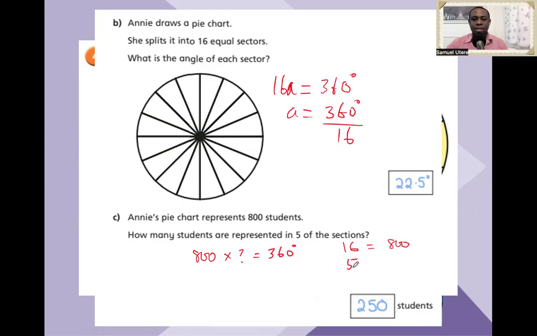16. 5 of the sectors would be, or we can divide by 16. So one way is to divide by 16. So we divide by 16 first, sorry, to get 1, what one sector will represent. So that's another way of doing it. So we divide by 16. That will be 1.